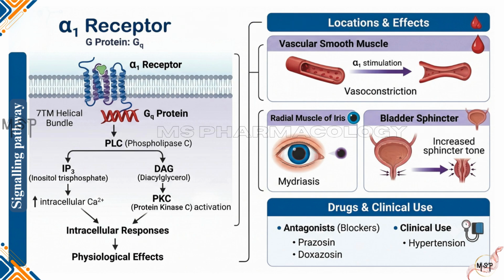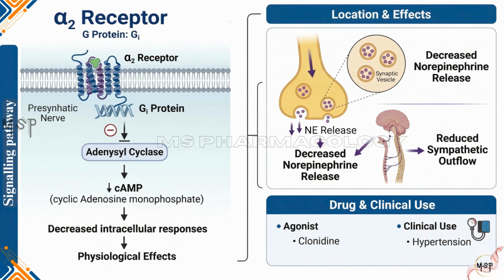We begin with the alpha-1 receptor. Alpha-1 receptors are coupled to Gq proteins and are located primarily in vascular smooth muscle, the eye, and bladder sphincters. Activation of these receptors stimulates the phospholipase C pathway, leading to vasoconstriction, pupil dilation, or mydriasis, and increased sphincter tone. Because excessive alpha-1 activity contributes to elevated blood pressure, alpha-1 blockers such as prazosin and doxazosin are commonly used in the treatment of hypertension.